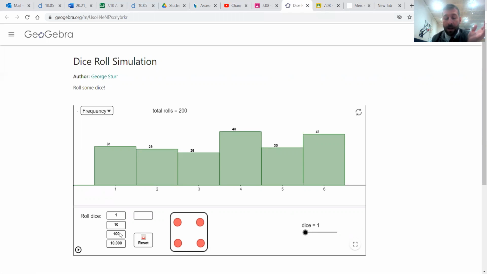They have an algorithm in this computer that allows probability to take place as close to normal as is possible. And one of those events of rolling it 200 times would look like this. We had 31 1s, 29 twos, 26 threes, 43 fours, 35 fives, and 41 sixes. That's a total of 200.